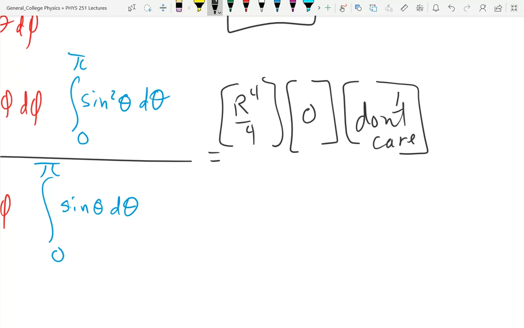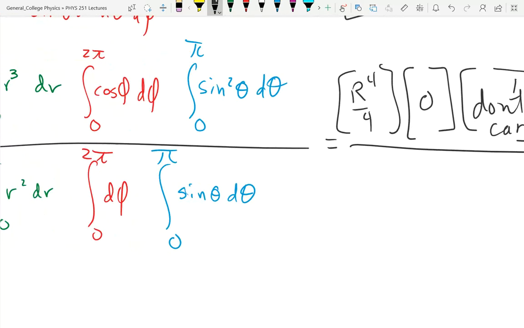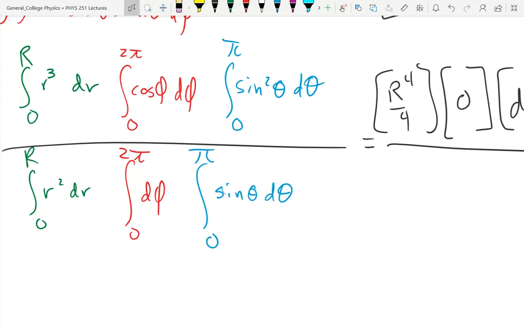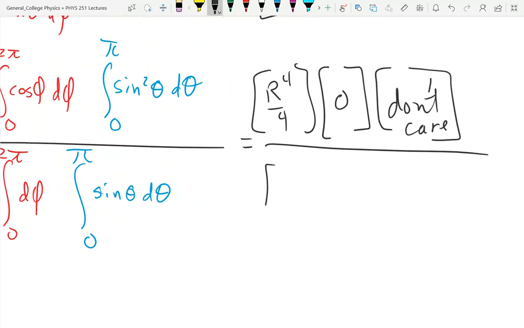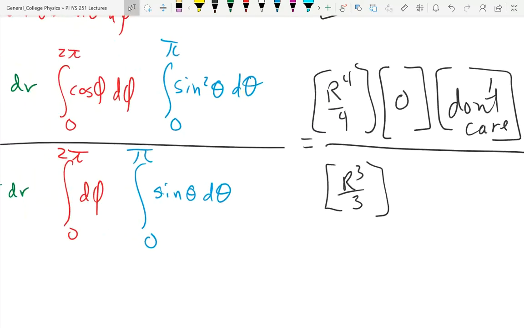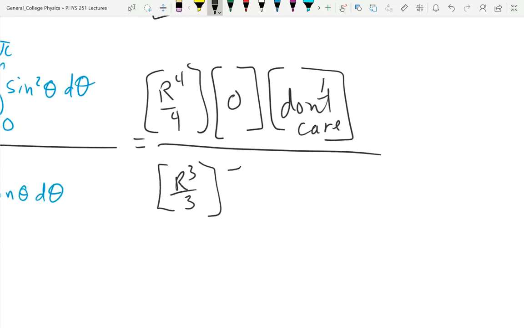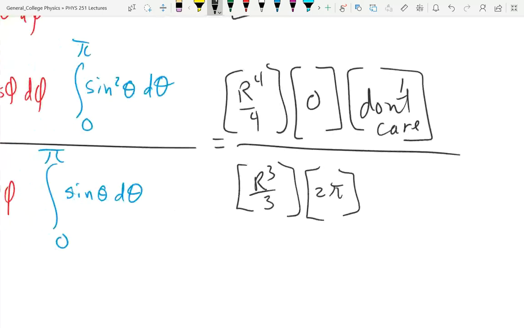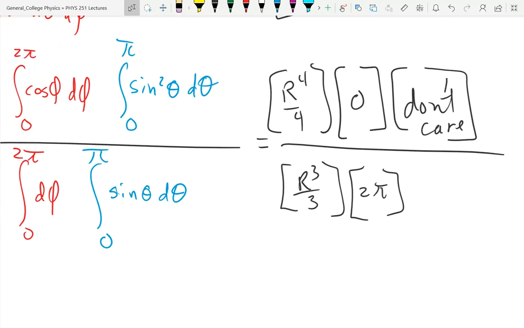The denominator, like I said, can be just a check to make sure we're doing things right. Integral of r squared dr is r cubed over 3. Integral of d phi from 0 to 2 pi is phi, going from 0 to 2 pi is 2 pi. And integral of sine theta is minus cosine theta. Cosine theta of pi is minus 1, so minus a negative 1.